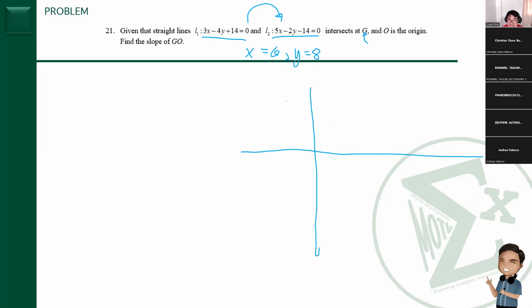Again, not perfectly drawn. O is the origin. And G is 6, 8. X is 6, Y is 8, somewhere here. G is 6, 8. So what it means is I'm going to connect that one.